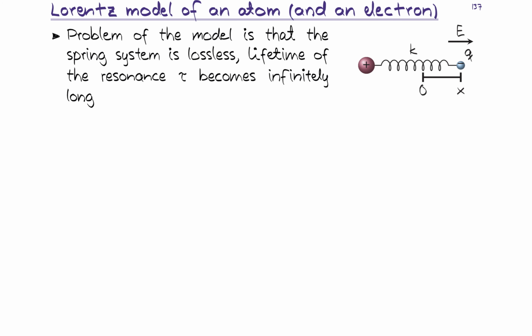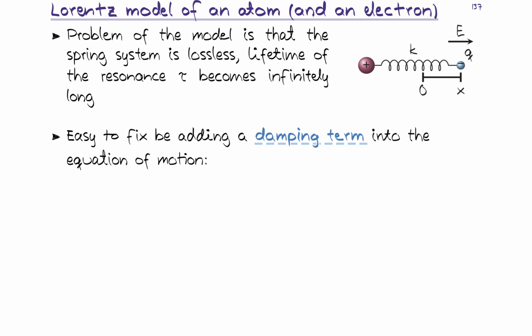There's essentially no losses in the spring system, and this is something that is not physical. In a realistic system, the electrons are quite lossy, and the spring system is quite lossy, so that when we are putting electrons into motion inside a bulk piece of a material, it doesn't take that long for them to relax back into the equilibrium position. So definitely we must incorporate losses into the system somehow.